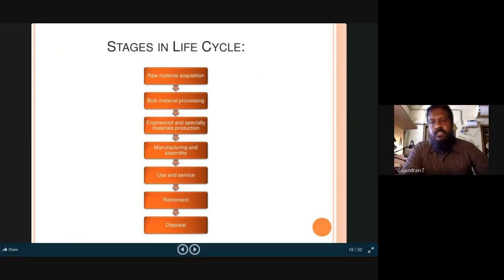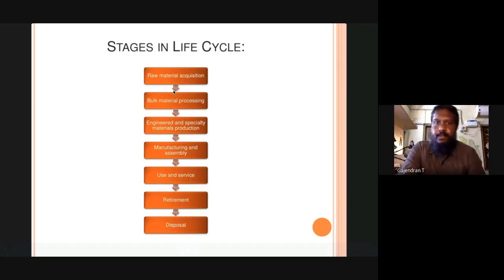As I said, what is the life cycle? The stages in the life cycle are raw material acquisition and material processing from the raw material. This could be taken for anything: building materials or any consumer goods. All of it is applicable. Every product in the world has a life cycle assessment value. Material acquisition, material processing, engineered and specialty material production, that is the manufacturing stage, manufacturing and assembly, use and service, retirement, and then disposal.